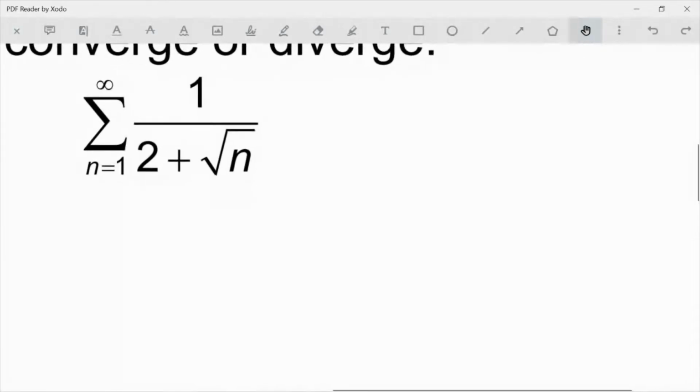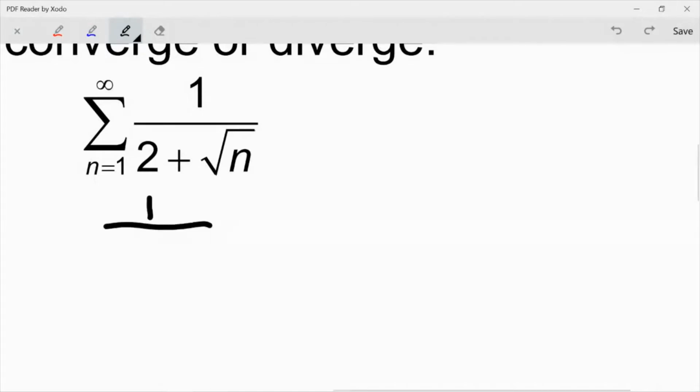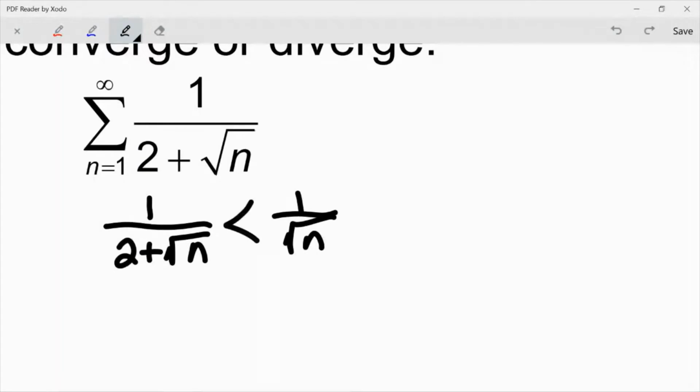Well, here's another rational function that we're going to try to use a direct comparison with. So we've got this series from 1 to infinity, 1 over 2 plus the square root of n. So the most obvious thing to do here would be to compare 1 over 2 plus square root of n to 1 over square root of n, treating it sort of like the last problem. Well, in this case, 1 over 2 plus square root of n is a little smaller than 1 over square root of n.